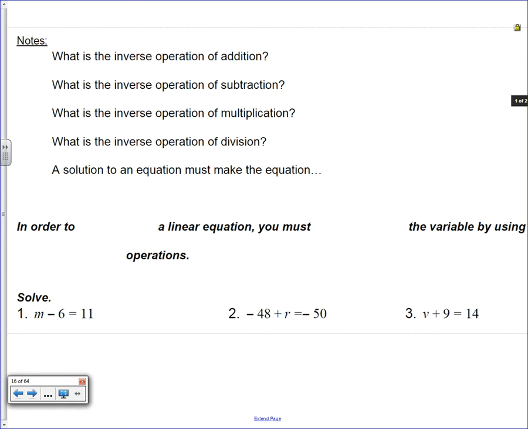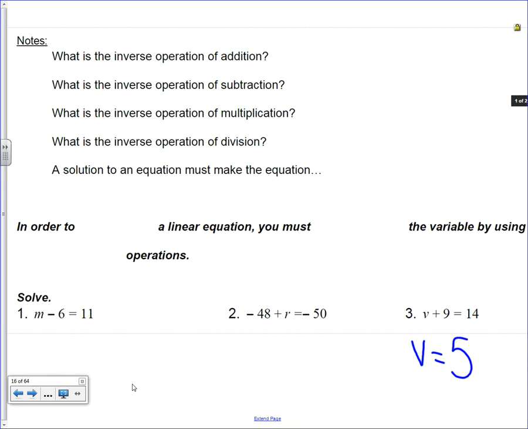Okay, next question down here. It says a solution to an equation must make the equation blank. If it's a solution to an equation, what do I know about that solution? Don't write this. If I tell you the solution for V is 5, what does that mean? That V equals 5, what does that mean? What does it do to the equation?